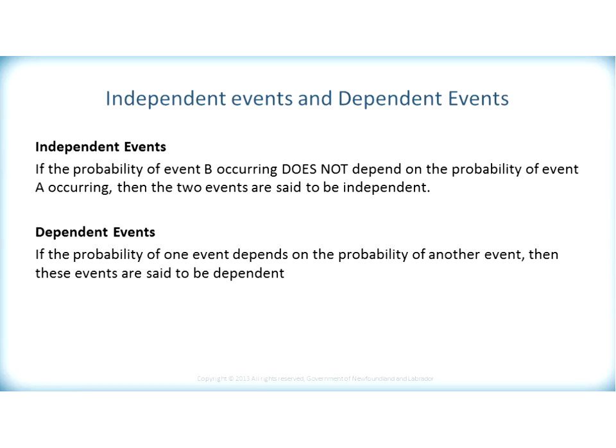Independent events: if the probability of event B occurring does not depend on the probability of event A occurring, then the two events are said to be independent. Dependent events: if the probability of one event depends on the probability of another event, then these events are said to be dependent.